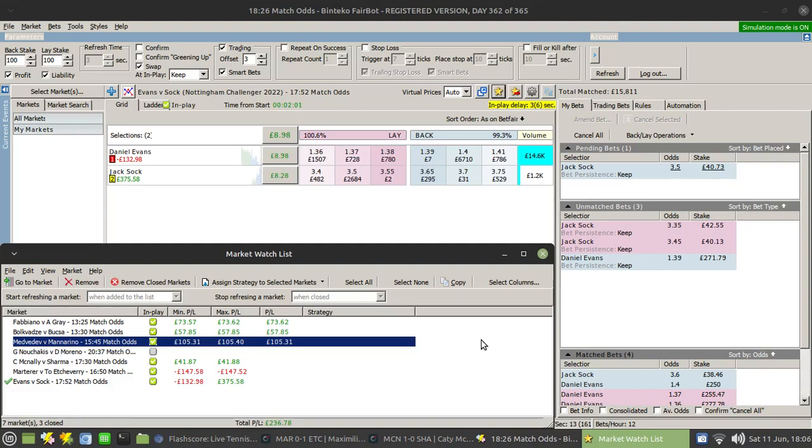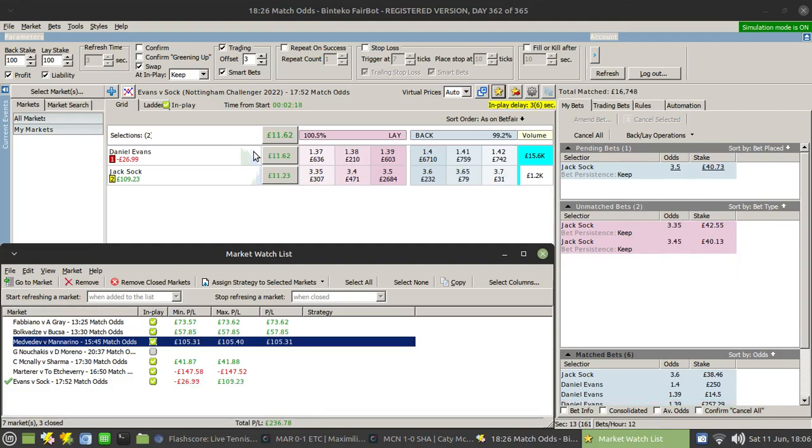But he rose up as high as 1.3, and that was quite volatile for the first half of the first set, and then he started to dominate. By which time I'd been in 2 or 3 times and built up that profit of £105. So that worked really well.